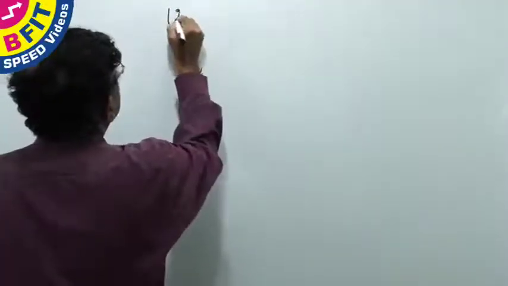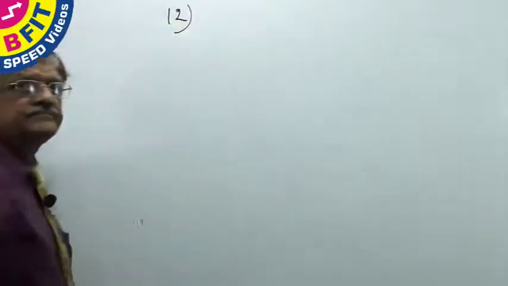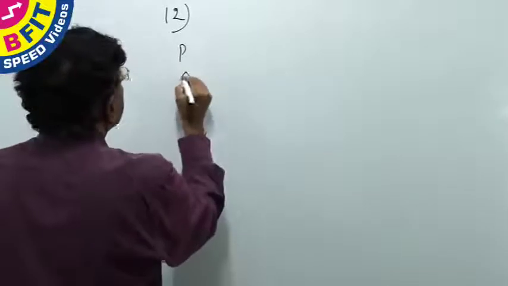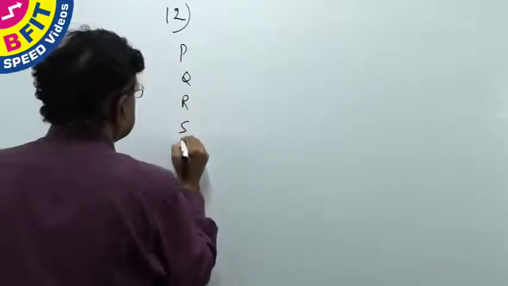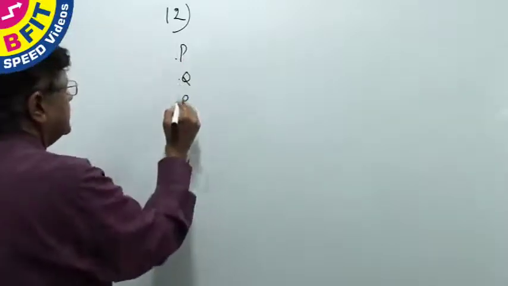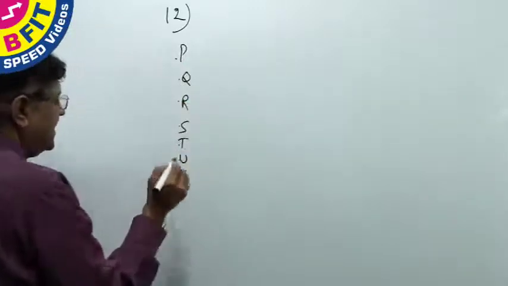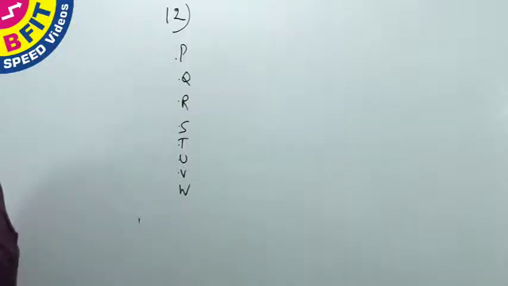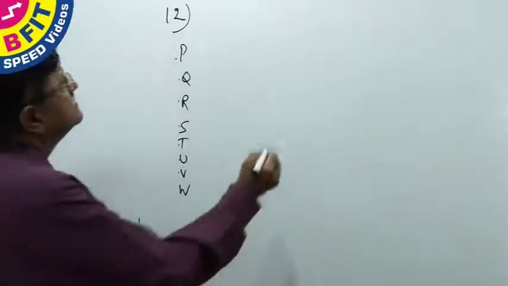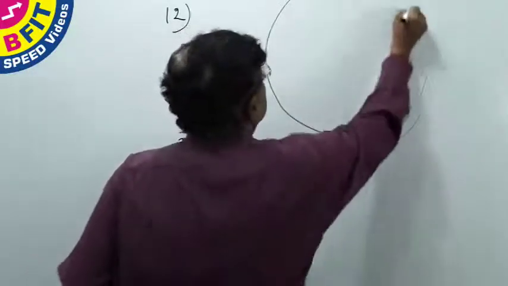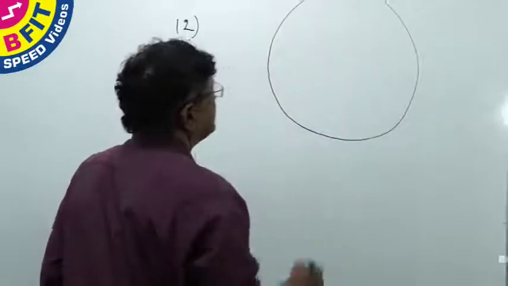Question number 12. P, Q, R, S, T, U, V and W. 8 persons are there. 8 persons are sitting around a circle facing towards the center.